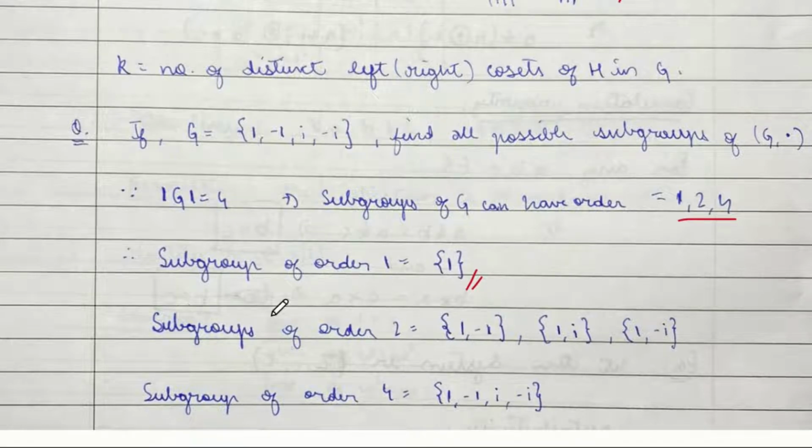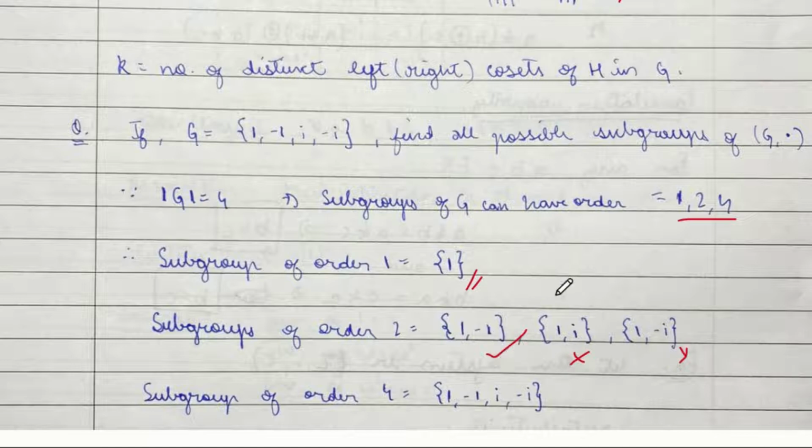Now, subgroups of order 2. There are multiple possible combinations, but only one is a subgroup. The set {1, i} is not a subgroup because the inverse of i is minus i, which is not present. So this is not a subgroup. Now {1, minus i}, similarly the inverse of minus i is i, which is not present here. So this is also not a subgroup.